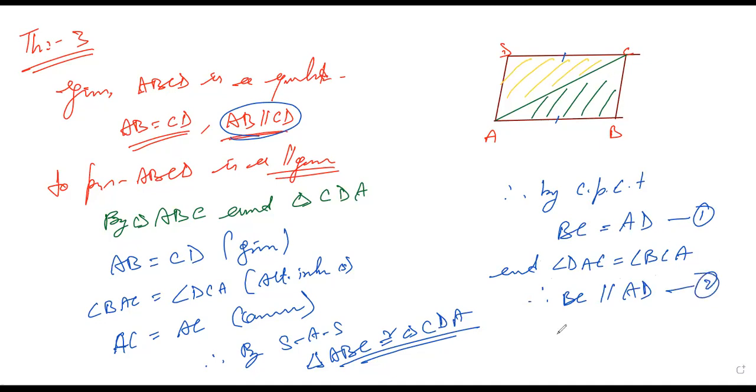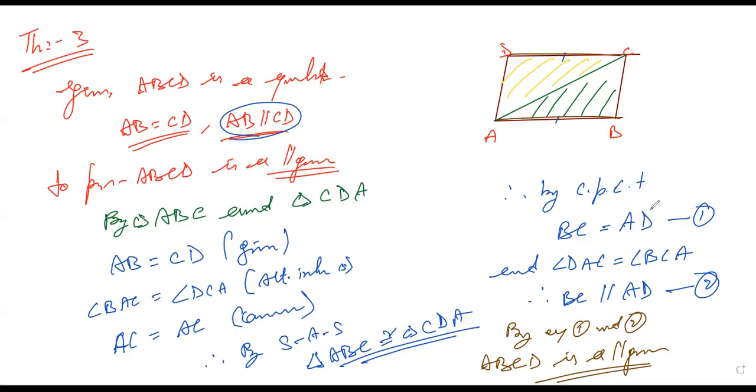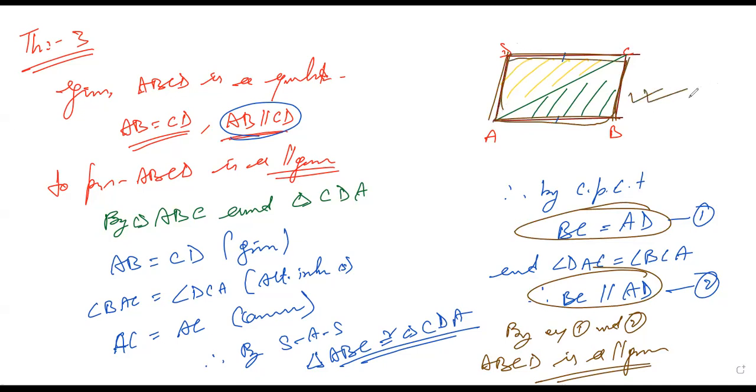Now when you combine these two equations, by equations 1 and 2 we can say that ABCD is a parallelogram, because it has already been given to us that AB and CD are equal and parallel, and we have proved by these two equations that BC and AD are also equal and parallel. Hence, we can say that this whole figure ABCD is a parallelogram. So I hope everyone has understood this. Is it clear?